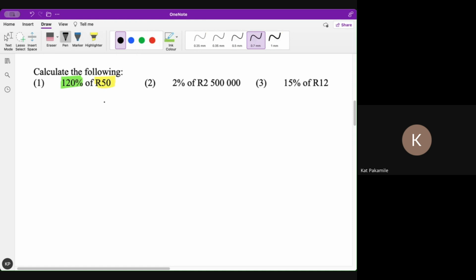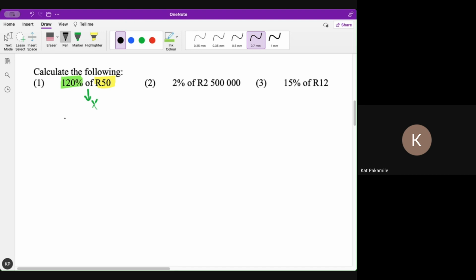What is the operation for "of"? It is multiplication. Do you see the difference? So this one I'm going to leave as "of" because this is multiplication. Now, how do I work out 120% of 50 rands? What do you guys think? Percent means it's out of what? Nice, Lindile. That's where I was going with all of us. Percent means it is out of 100.